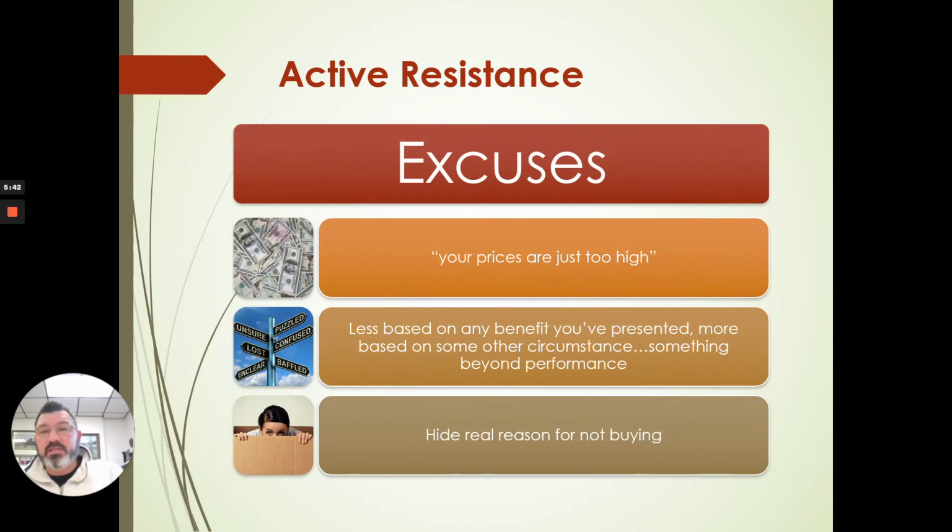So that's active resistance. Next, you can also get some excuses. Excuses are different because essentially whenever you get these, they are just dodging. Things like your prices are just too high. It's really loosely tied to anything that you've presented. It's generally something else, something beyond performance.